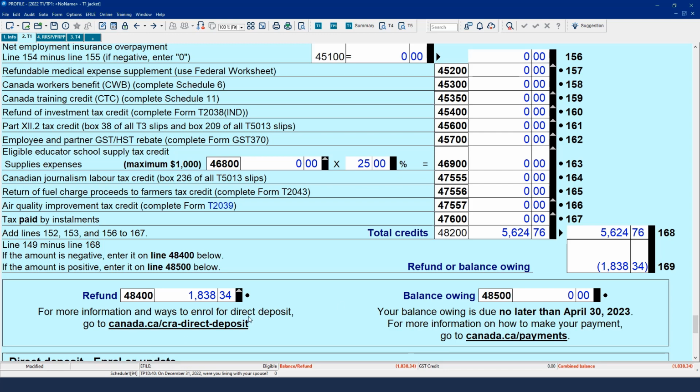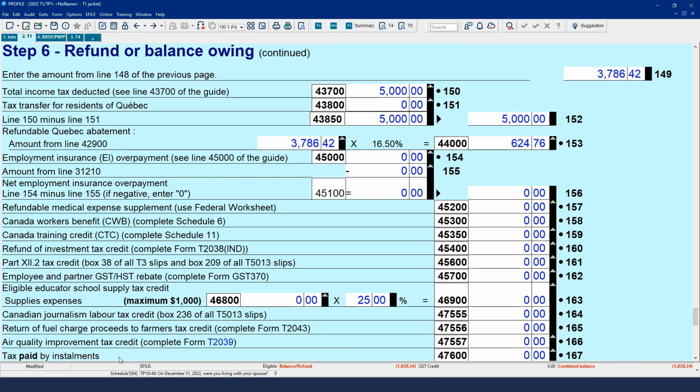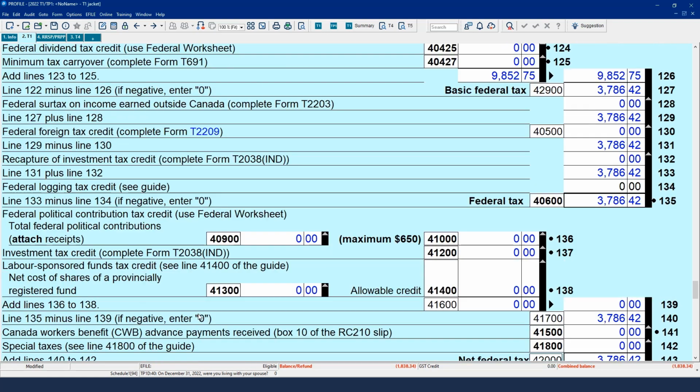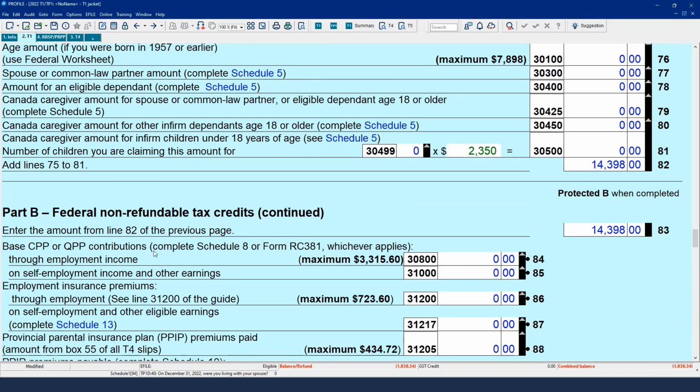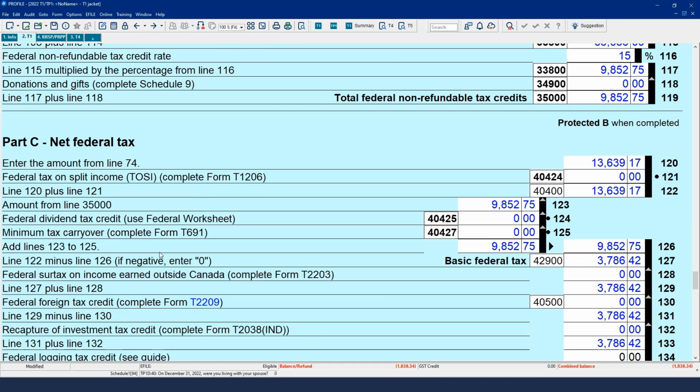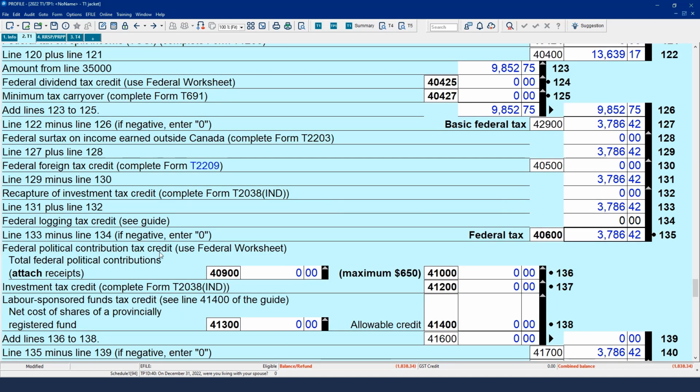Now, there is a scenario where you can get a refund after doing your tax return, even if you didn't pay any taxes, and that's if you have refundable credits. So there are non-refundable tax credits which go against your taxes owing, and then there are refundable tax credits where you don't need taxes owing. You don't need an income to get a refund with refundable credits.